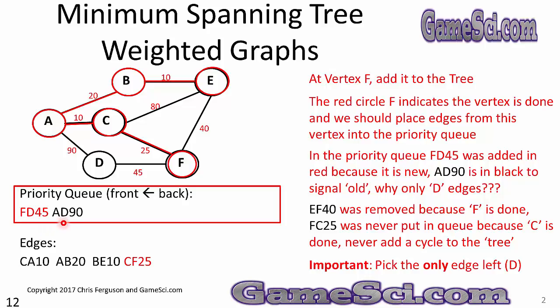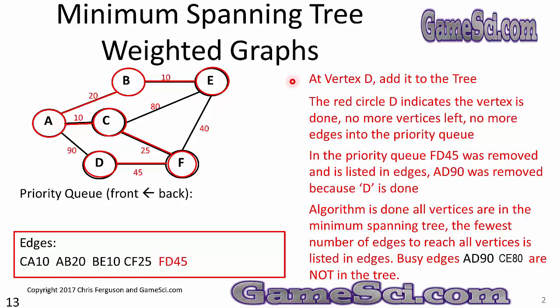AD90 is in black to signal it's old. Why only D edges in the priority queue? Because D is the only vertex we haven't visited yet. EF40 was removed from the priority queue because F is done. FC25 was never put in the queue because C is done. Never add a cycle to the minimum spanning tree. It's important to pick the only edge left, and that is D.